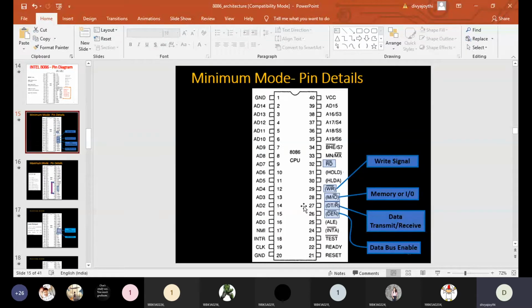Did you get my question? If input is 0, it will receive the data. If input to pin number 27 is 0, that indicates that the processor is receiving the data. Very good. If pin number 27 is receiving 1, that indicates that the processor is transmitting the data. So clear with 27? Guys, are we clear with pin number 27?